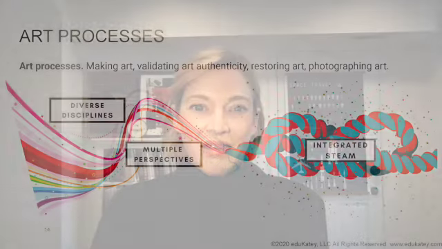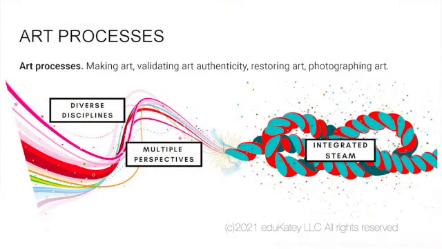Restoration is not only present in art pieces, but is also synonymous with making art. In this video, we'll review STEAM connections in major art processes and practice finding these connections using the Perspectives Approach tool. In my thinking, art processes include making art, validating the authenticity of art, restoring art, and photographing art. Emphasizing how diverse disciplinary expertise and multiple perspectives come together in art processes can be the spark your students need to learn and remember content more deeply.